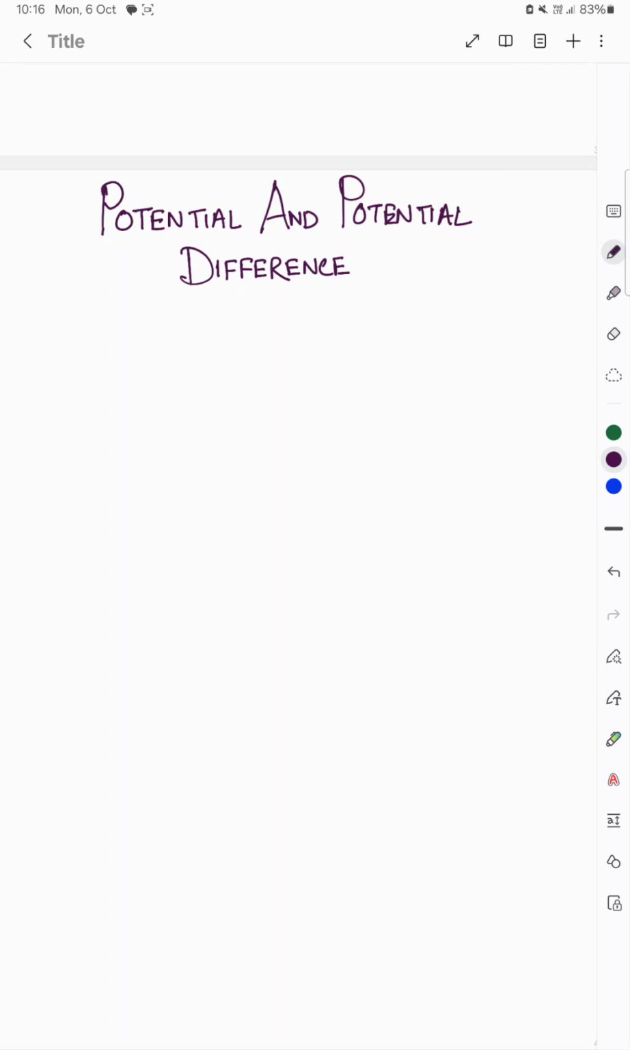Now we will be talking about potential and potential difference. What is potential? See, in common English, we usually say that she has a potential to sing very nicely. So it's talking about the talent, right? But in case of electricity, it is defined in terms of work done.